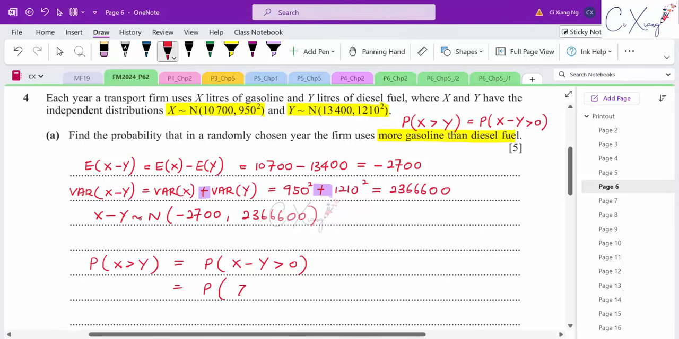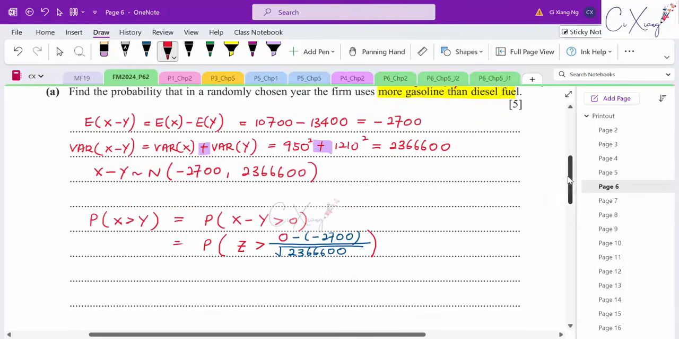I should change it to Z before I can find the probability. So I take the value 0 minus the mean, which for X minus Y is this negative value, divided by the standard deviation. We got the variance just now, so for the standard deviation I need to take the square root. Then simplify the value of z to 3 decimal places. Just a reminder, this must be up to 3 decimal places, to get the most accurate answer from the normal distribution table.